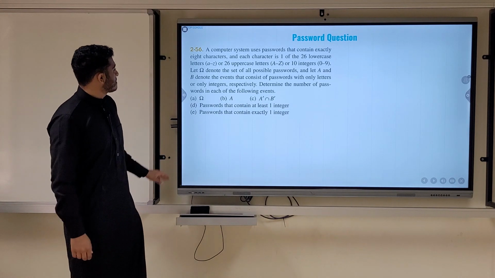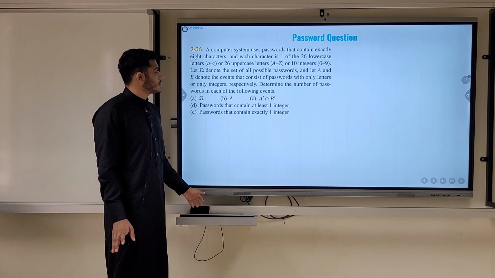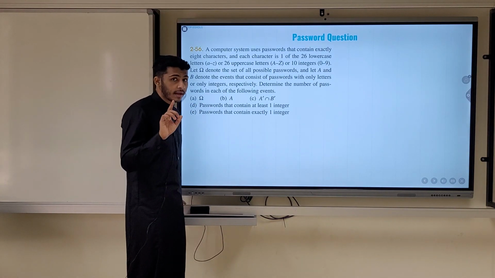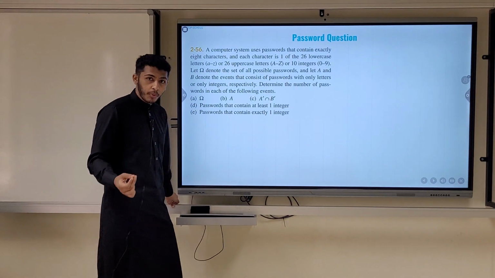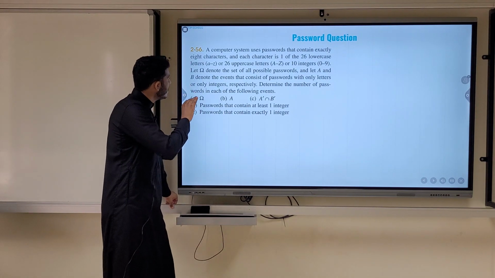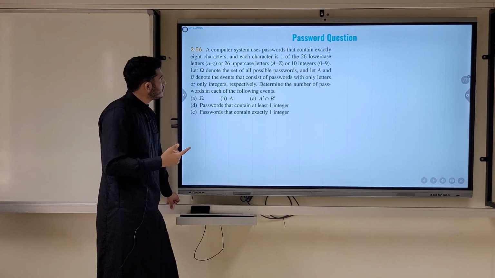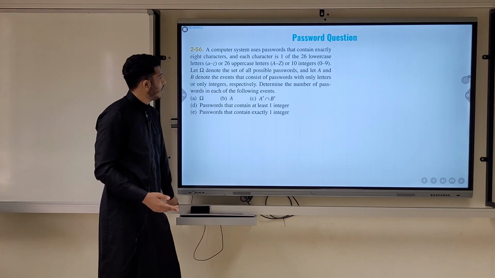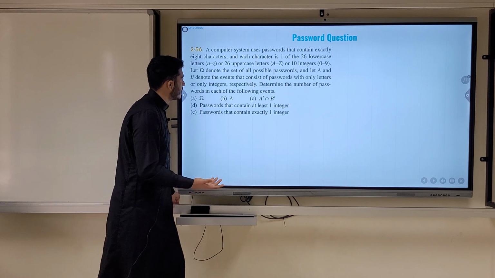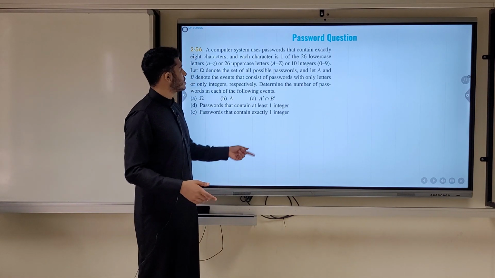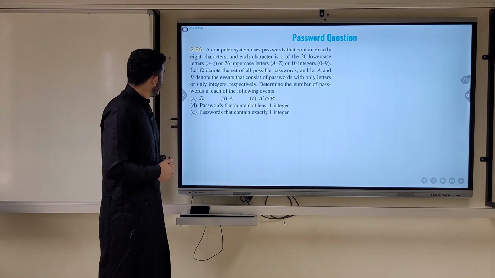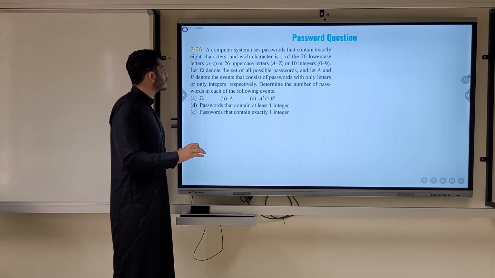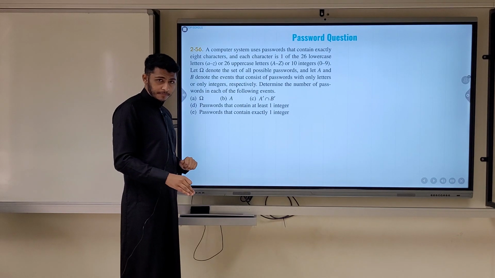So the question says, a computer system uses passwords that contain exactly 8 characters. Keep in mind we have 8 characters, because the number of characters is important. In each character, you can use one of 26 lowercase letters, or 26 uppercase letters, nothing strange, or 10 integers from 0 to 9. Now they are going to define events. Let alpha denote the set of all possible passwords.